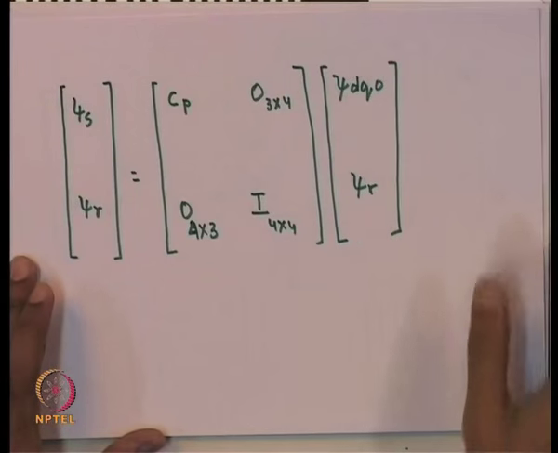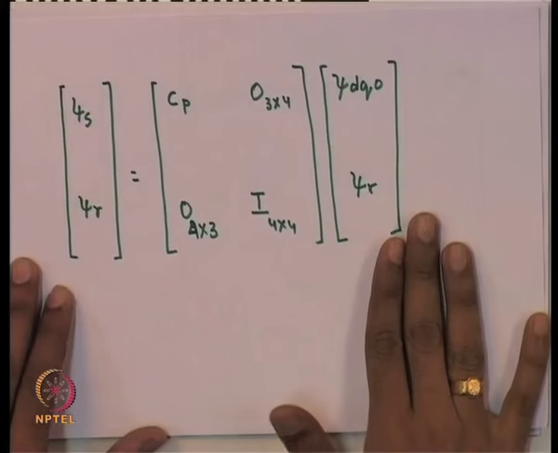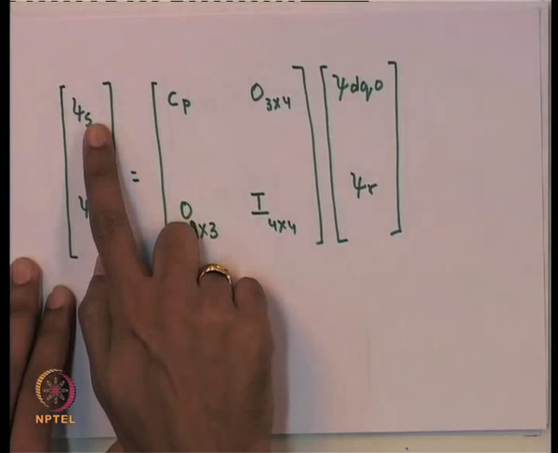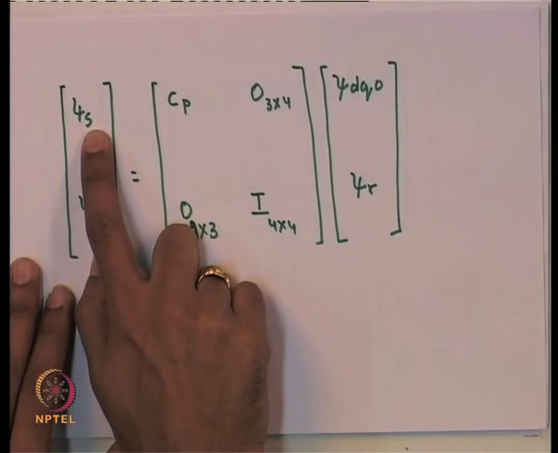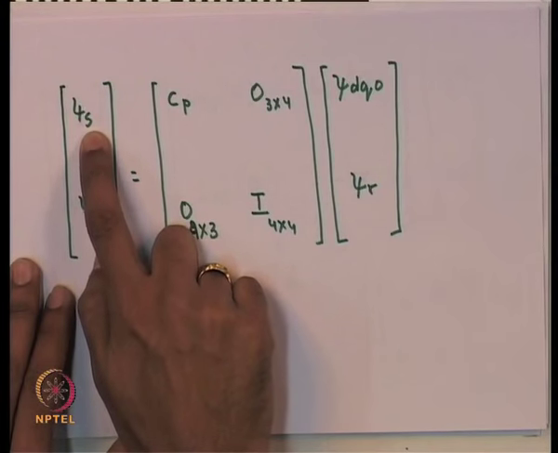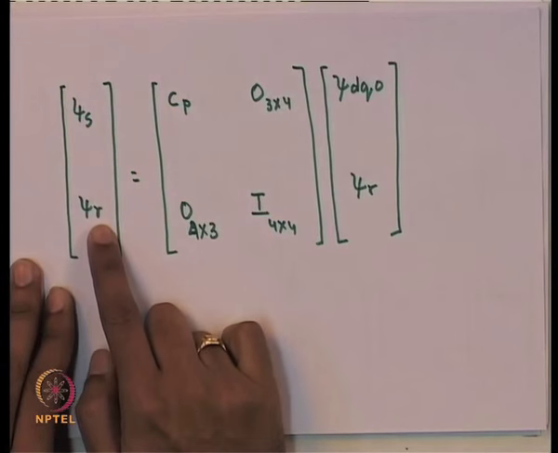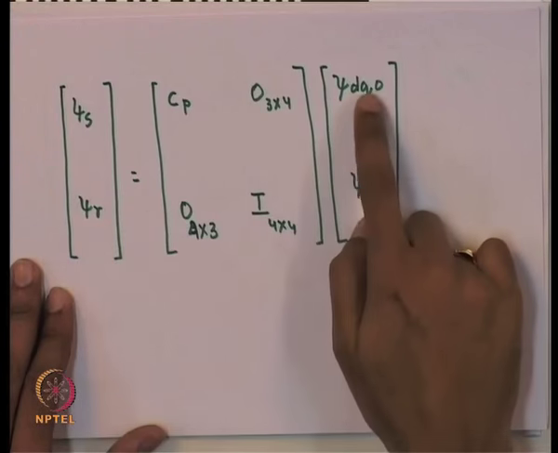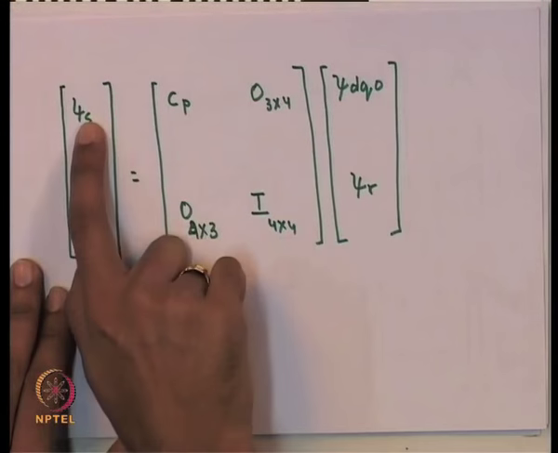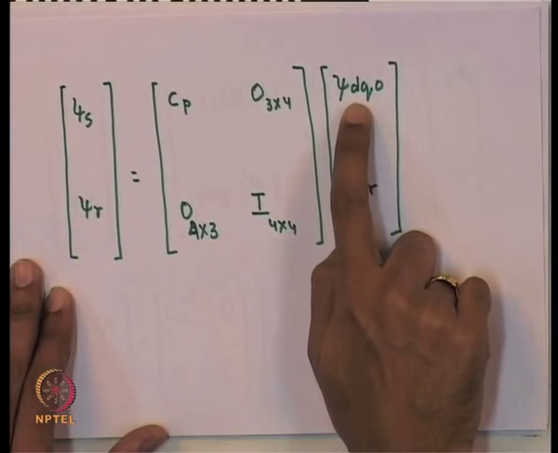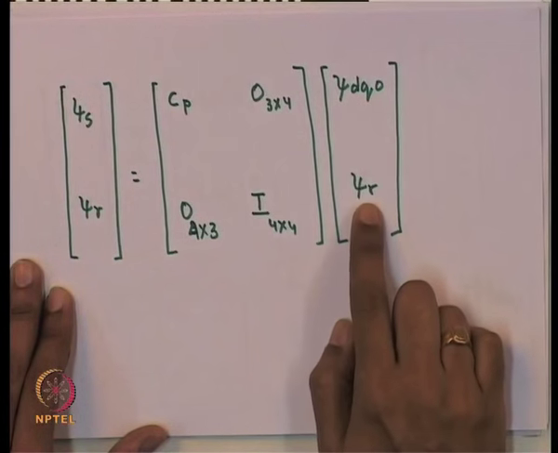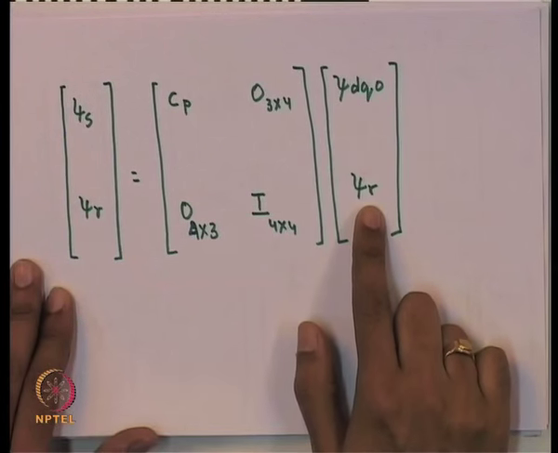Now, the basic idea here is to convert the flux equations. The psi s, remember, is nothing but psi a, psi b and psi c, and psi r of course is psi f, psi h, psi g and psi k. So, what we do is try to change the variables a, b, c to d q 0. Of course, psi r will be kept unchanged.